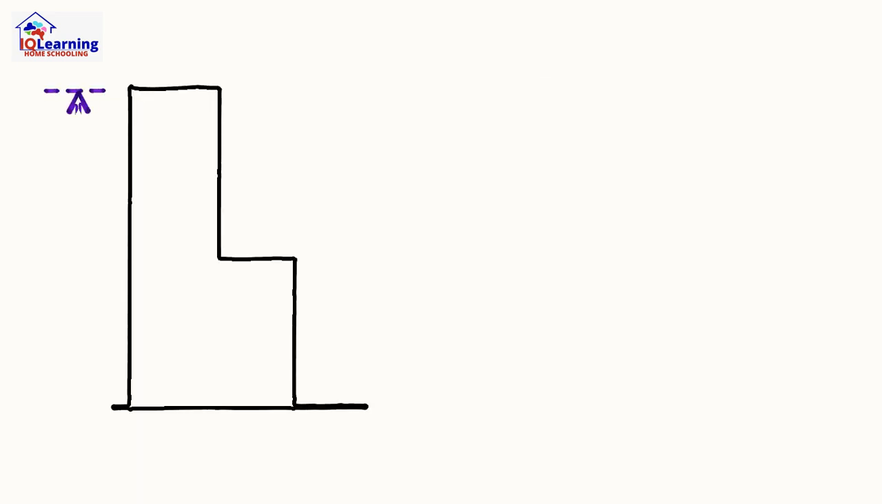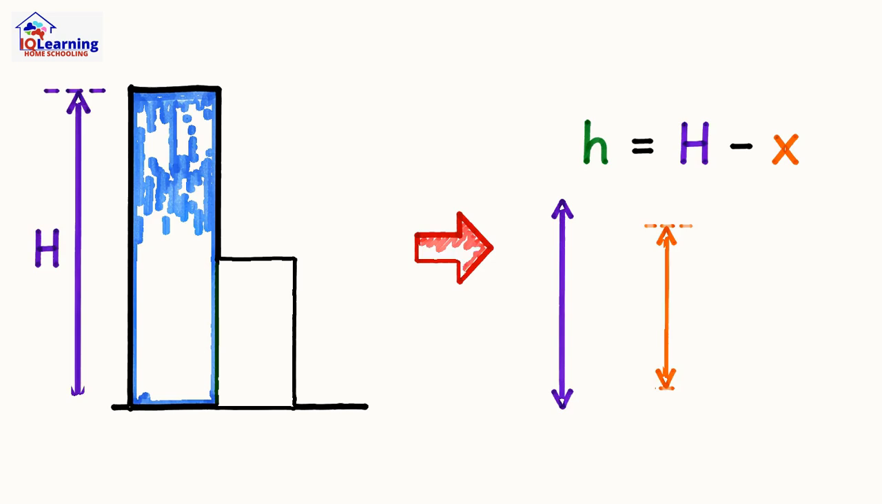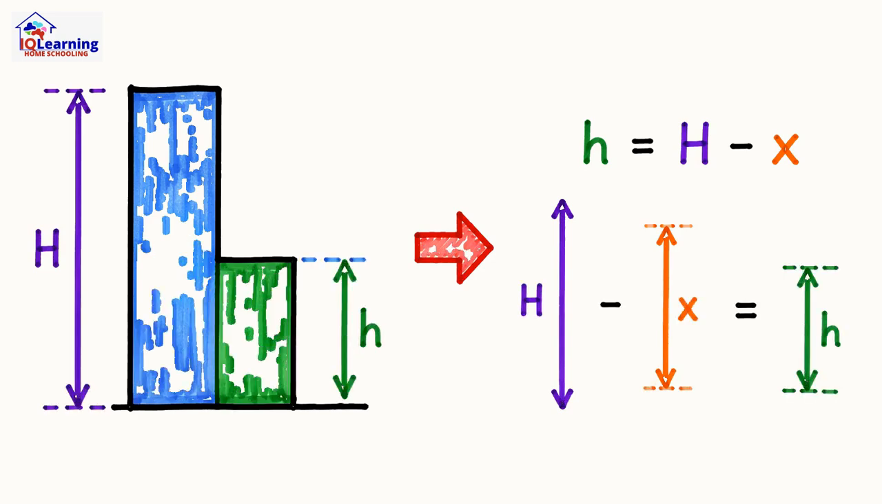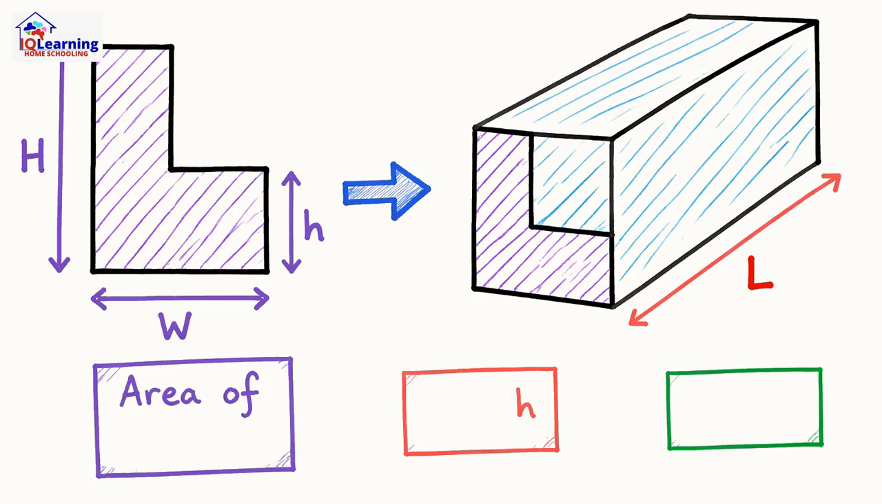Of course, sometimes you have to play detective. A problem might not give you every single measurement. You might have to find a missing height by subtracting a smaller part from the total height. And always check your units. You can't multiply meters by centimeters.